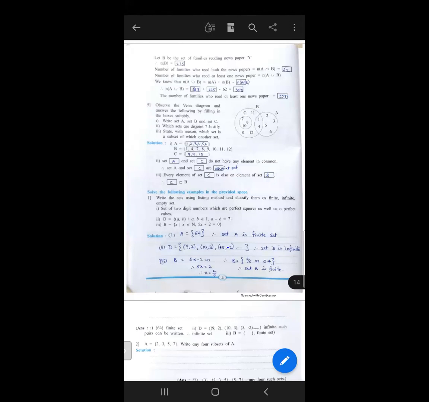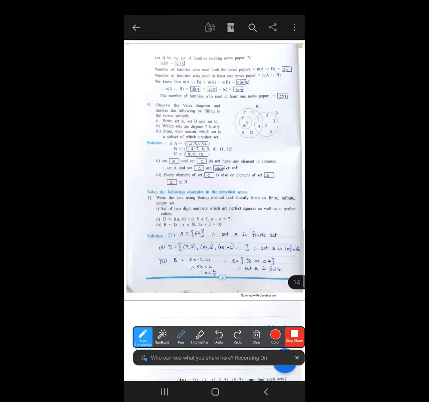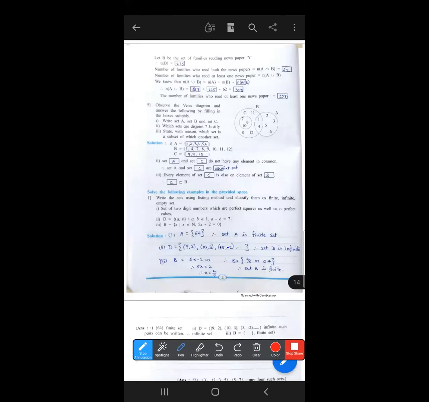Okay, so let us see the first one. Set of 2-digit numbers which are perfect squares as well as perfect cubes. Now here you can see, if you read the question, set of 2-digit numbers. Okay, 2-digit numbers, that means what? We want 2-digit numbers, but that 2-digit number should be a perfect square and a perfect cube. Okay, perfect square, all of you know what is meant by a square and square root, cube and cube root.